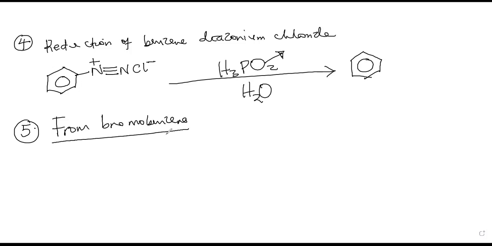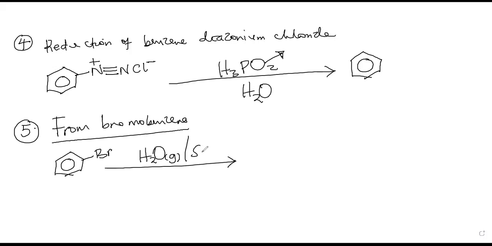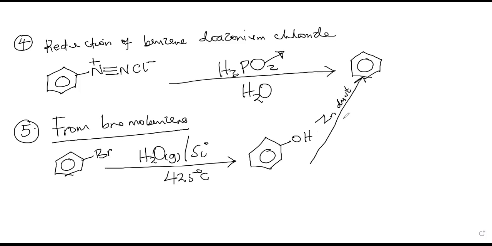Now, for bromobenzene, you can use as very many routes as possible. You can first convert bromobenzene to phenol. How do we convert bromobenzene to phenol? You can use steam, that is gas, in silicon, and you maintain the reaction at 425 degrees Celsius. You have to know the temperature. This automatically will give you phenol, and then you reduce phenol by heating it with the zinc dust. So if you heat phenol with the zinc dust, you're going to form your benzene. That is the first way.